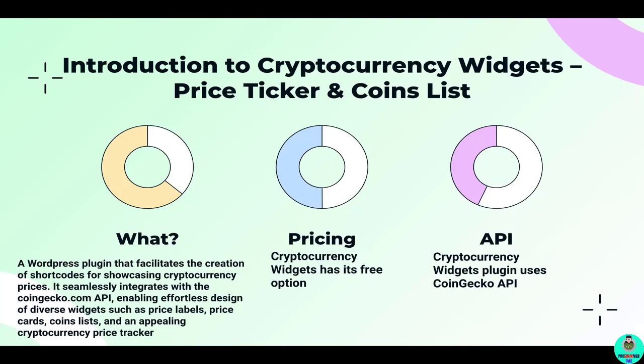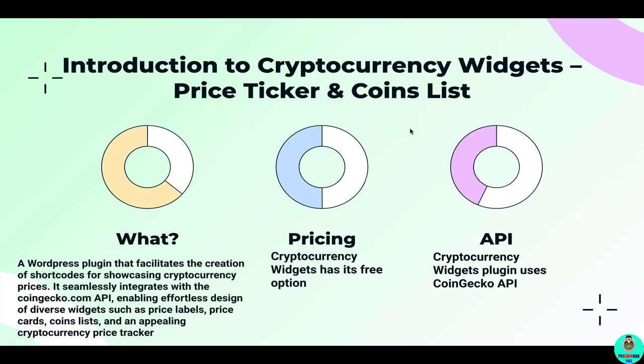In this video, we're going to learn more about the WordPress plugin that we're going to utilize to build our project, to build our cryptocurrency price tracking website. And just to remind you, the name of the plugin is Cryptocurrency Widgets, right? And you might be wondering, what is Cryptocurrency Widgets? Well, it's basically a WordPress plugin that facilitates the creation of shortcodes for showcasing cryptocurrency prices. It seamlessly integrates with the CoinGecko.com API, enabling effortless design of diverse widgets such as price labels, price codes, coin lists, and an appealing cryptocurrency price tracker system.